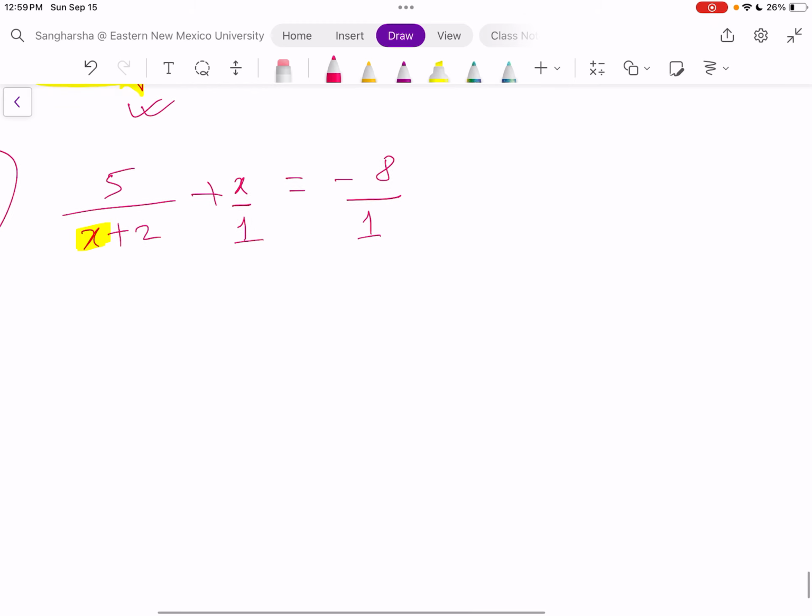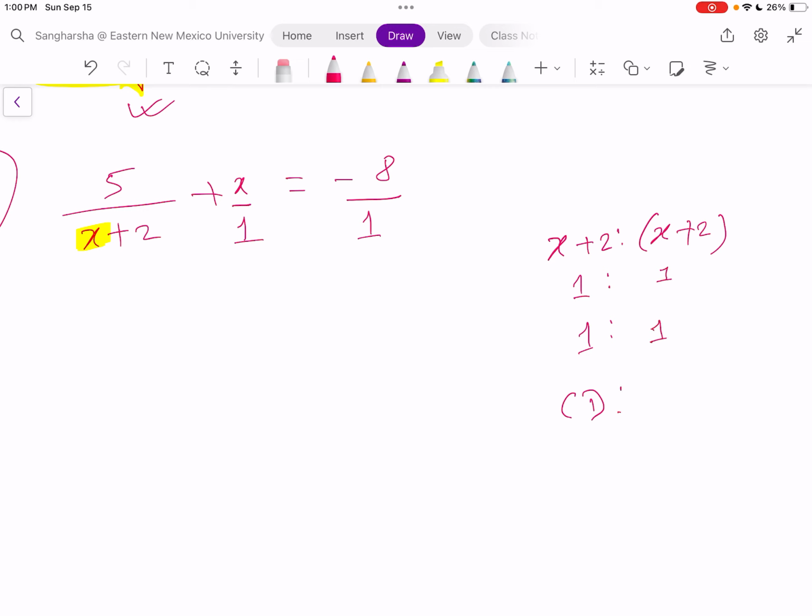Now let's find the common denominator. You write down every denominator: x plus 2, 1, 1. These are the three different denominators, and we want to find a common denominator. In order to find the common denominator, we need to factorize each denominator. So we have x plus 2. This is in the simplest form. There is no way we could factorize, so we just write this as it is. So x plus 2 is a factor of itself, 1 is a factor of itself, 1 is a factor of itself.